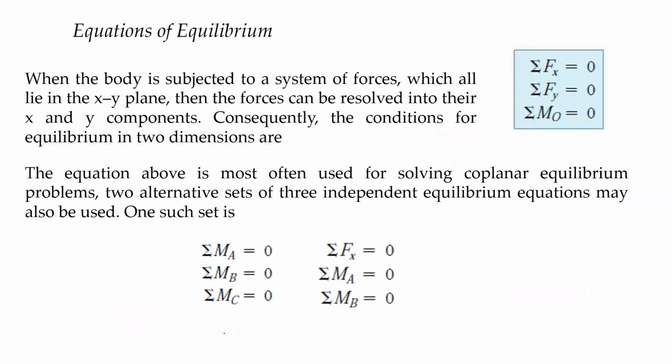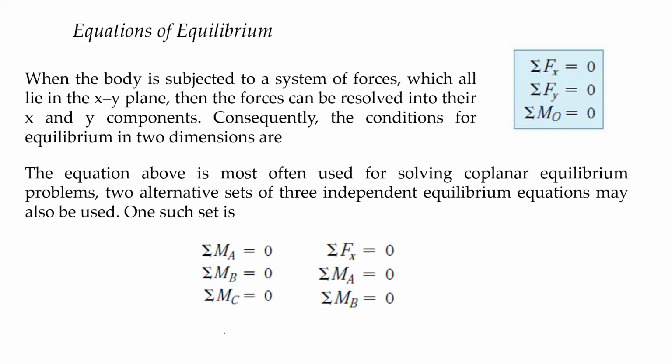Now, when the body is subjected to a system of forces which all lie in the XY plane, then the forces can be resolved into their X and Y components, right? We already classified this one as following the principle of moments, which is Varignon's theorem. Consequently, the conditions for equilibrium in two dimensions are: summation of forces x is equal to 0, summation of forces y is equal to 0, and summation of moments about O, for example, or any certain point, is equal to 0.